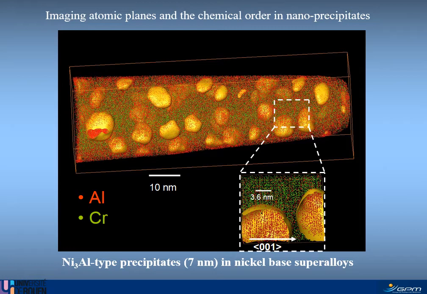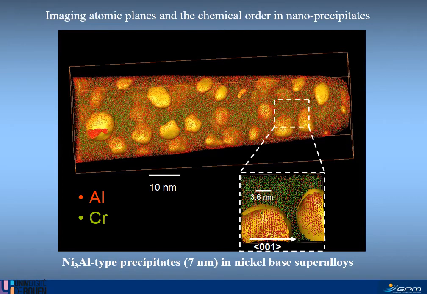One thing that is important to see here is the depth direction, perpendicular to the tip surface. And typically here you've got 10 nanometers. So the surface that is analyzed is, let's say, 20 nanometers here. And if you look at this zoom, you are able to see that in this precipitate you can see atomic planes.